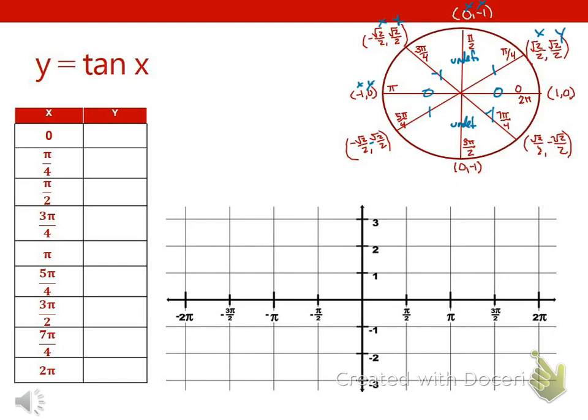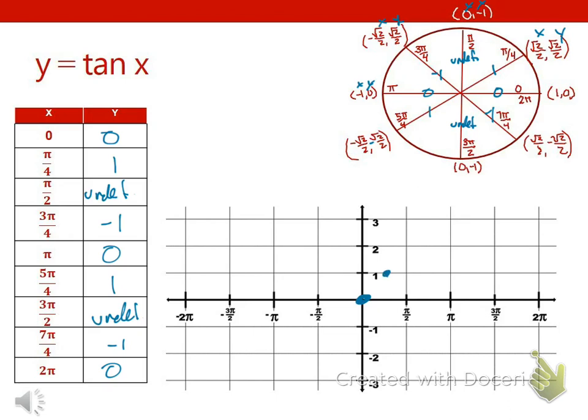Tangent of 0, again, was 0. Tangent of pi over 4 was 1. This guy's undefined. This guy's negative 1. This guy's 0. Then we go 1, undefined, negative 1, and 0. Now, no problem. 0, 0 is right here. Pi over 4, 1. Where would pi over 4 be? If you look right here, it's going to be halfway in there, right? So pi over 4, 1 would be right there.